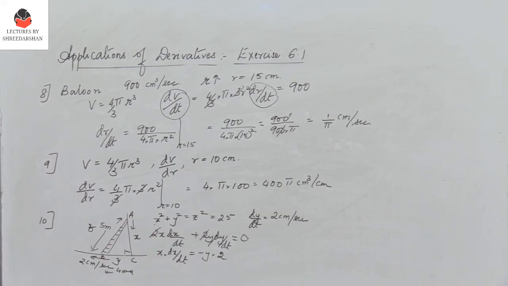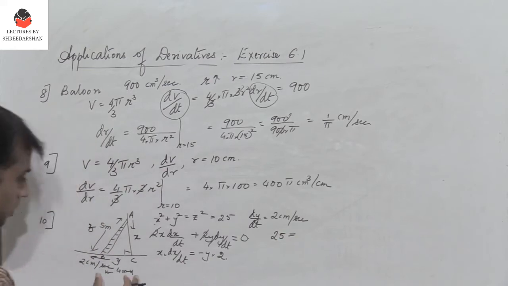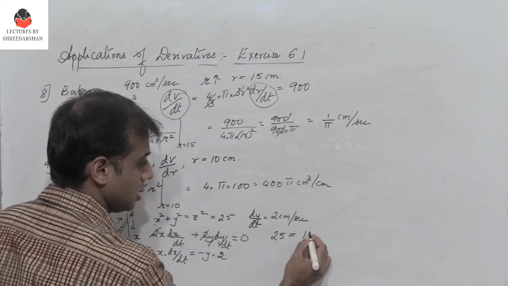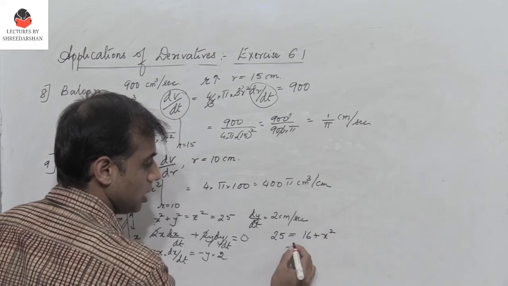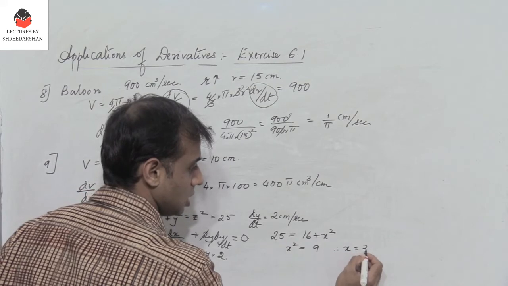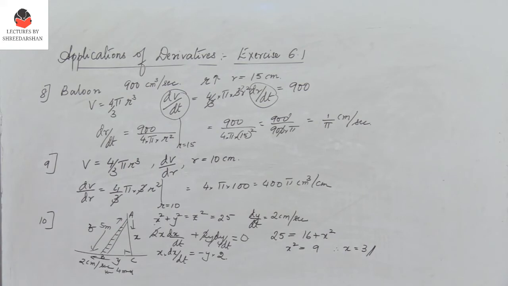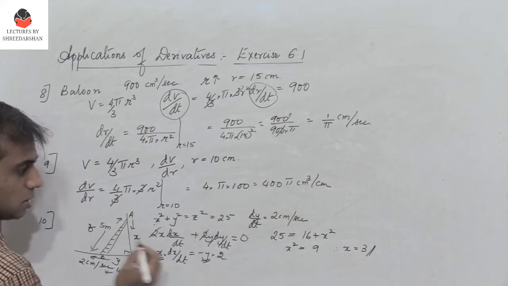Now it's been given that I need to find dx by dt when y is 4 centimeters. So can we find the value of x when y is 4? Yes, it's possible because z is fixed, z is 5. So I have 25 equals, when y is 4, y squared is 16, plus x squared. So x squared is 25 minus 16, which is 9. Therefore x is root 9, which is 3. So x is 3 and y is 4.